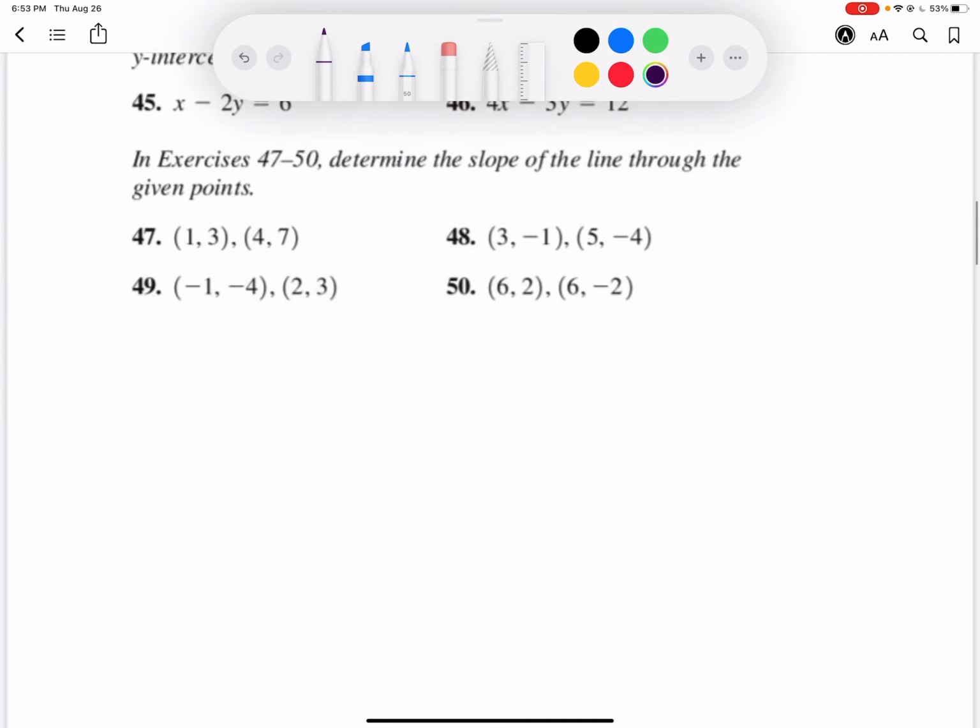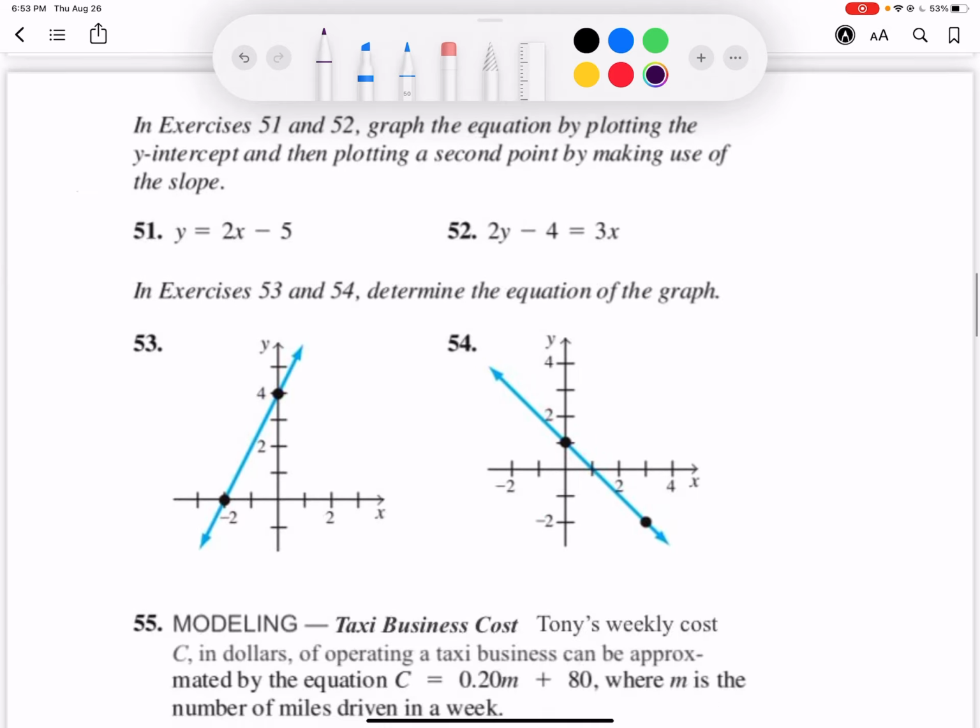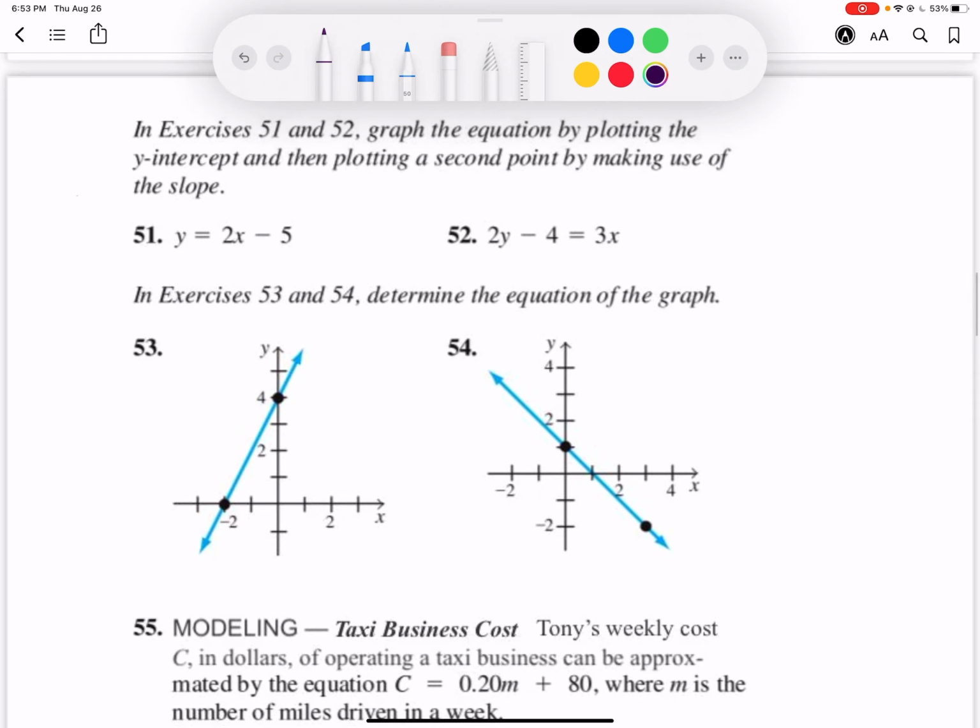All right, the next question was 52. This is saying to graph the equation by plotting the y-intercept and then plotting a second point by making use of the slope. So it's kind of giving you 2 keywords here, intercept and slope. That should tell you to put it in slope-intercept form.